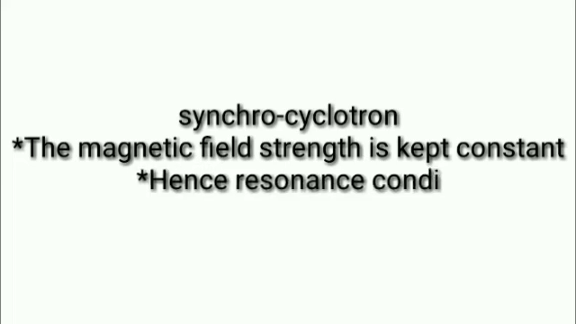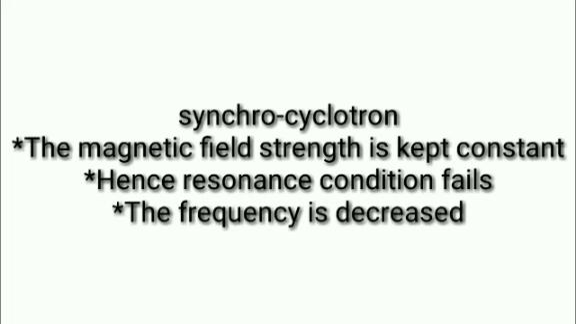So this is about the synchrotron. And the second one is the synchrocyclotron, the frequency modulated cyclotron. Here the magnetic field strength is kept constant, hence at higher energy, as mass of the electrons increases, the right hand term of the resonance condition, that is Bq divided by 2 pi m, decreases. Hence resonance condition fails. To maintain resonance condition at every stage, the frequency is decreased.